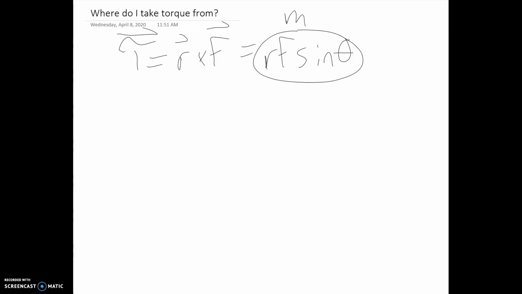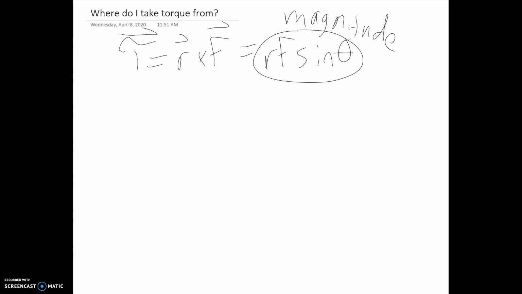Now, where do we take the torque from? Because again, we know that torque is R cross F, or for our purposes really RF sine theta, because we're never going to really use it as a cross product, at least in terms of the three-dimensionality of a cross product. We're really just going to solve for what the actual value is. And this is just the magnitude of it. And we're always calling it either counterclockwise or clockwise.